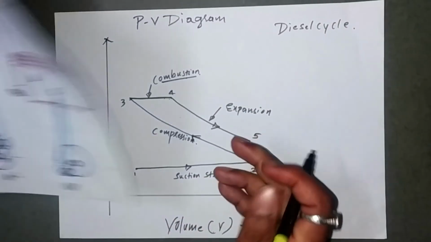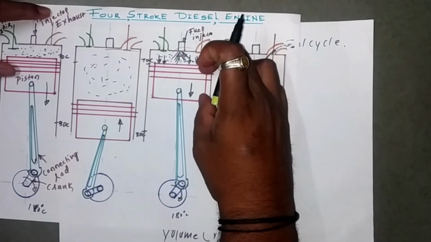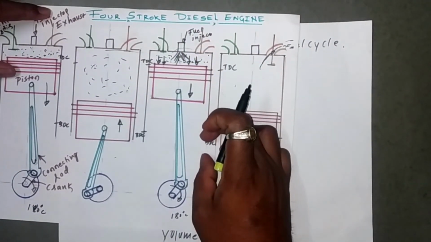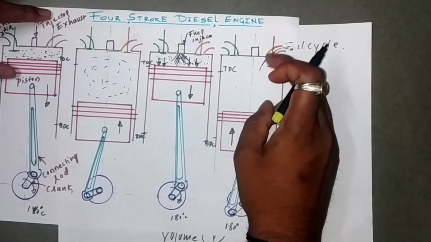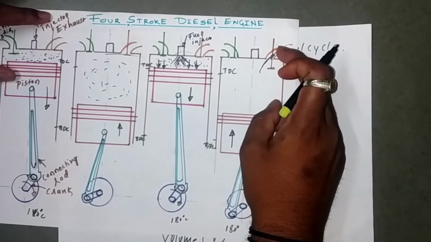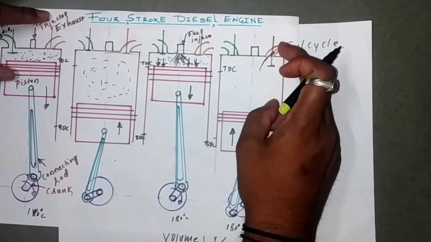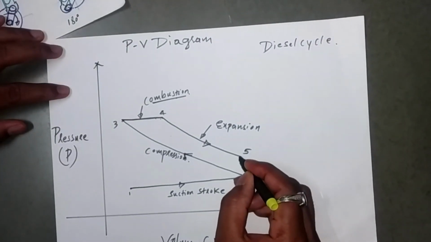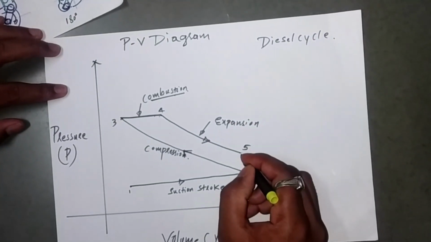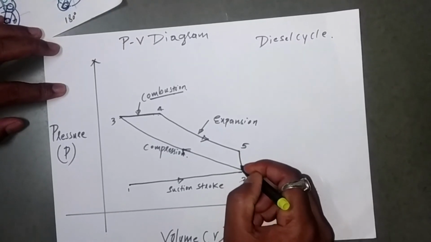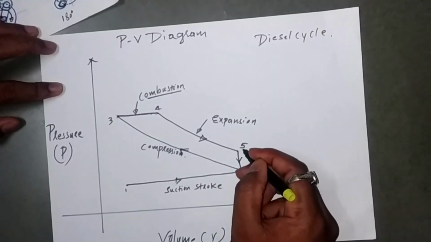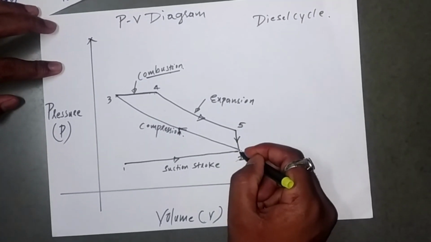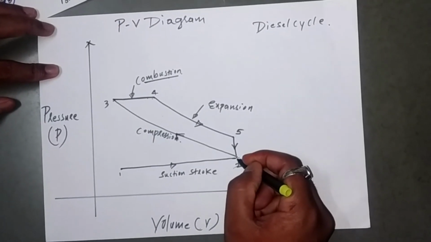After that, once the piston reaches BDC, the exhaust valve opens up and there is an immediate drop in the pressure. I'm going to show that drop in the pressure here. The drop is like this, and it takes place at the same volume. So 5 to 2 is the drop in the pressure.